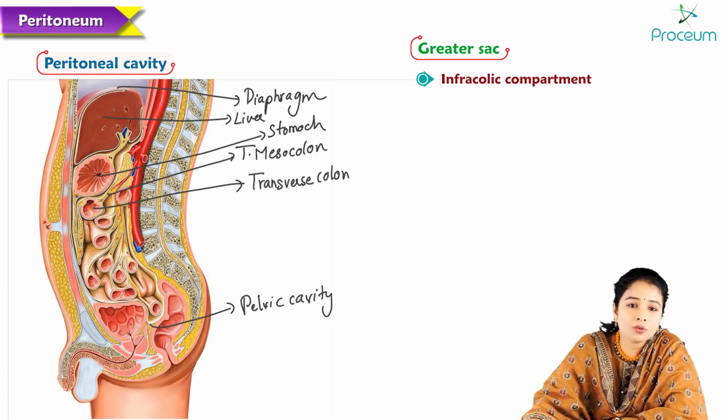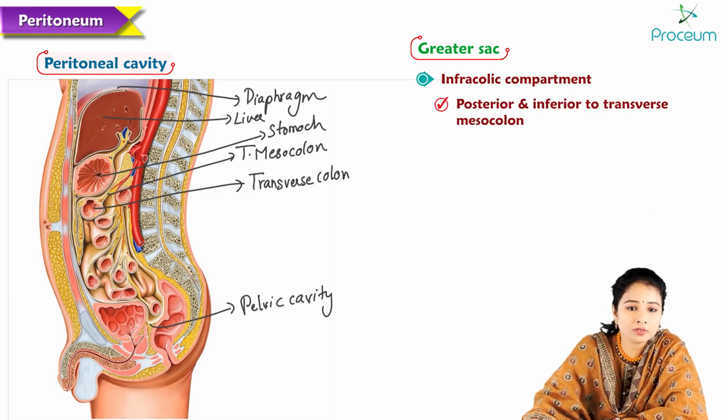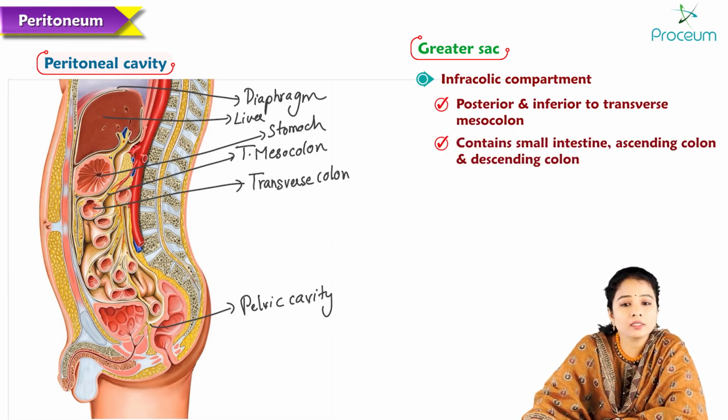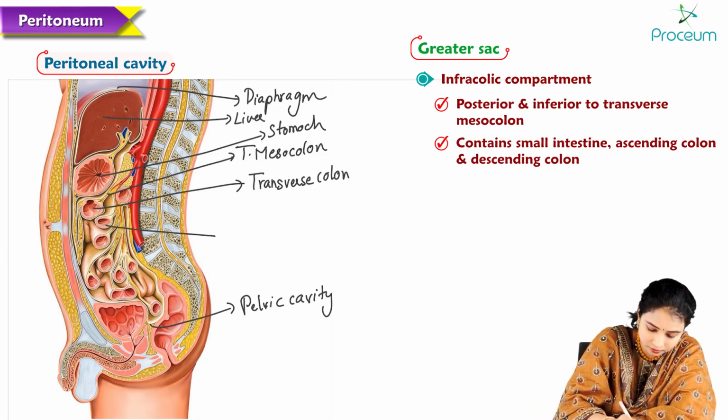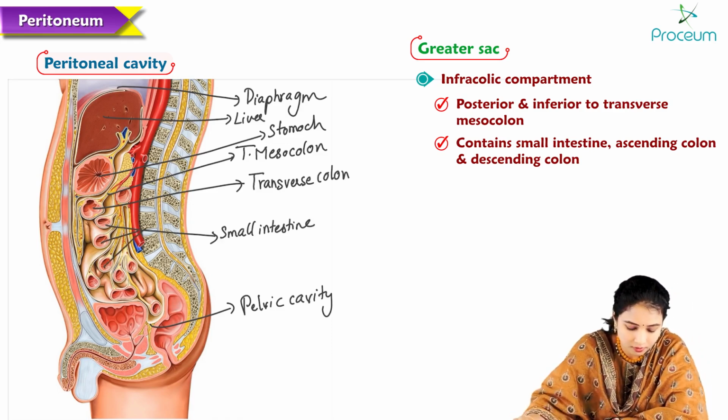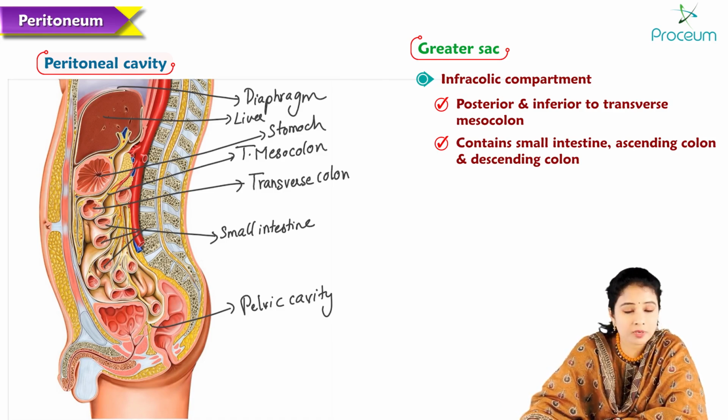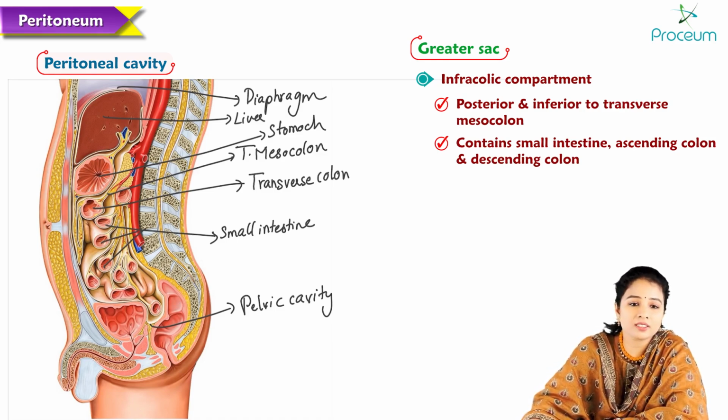The infracolic compartment is posterior and inferior to the transverse mesocolon, and it contains coils of the small intestine, ascending colon and descending colon. Ascending and descending colon also can't be seen in this image as it is taken in the mid-sagittal section.